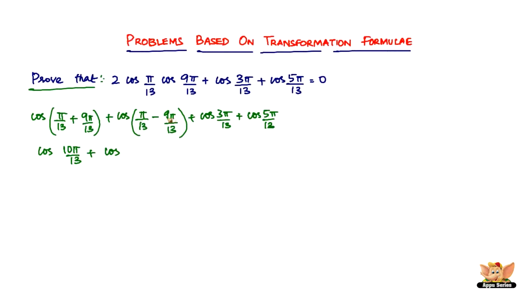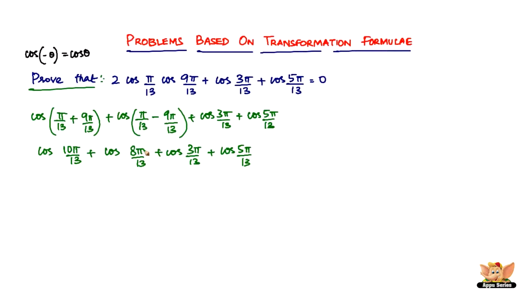But pi minus 9 pi is minus 8 pi. But you know that cosine of a negative theta is cosine theta itself. So you can just write 8 pi by 13. Let me write a side note here: cos of minus theta equals cos theta. And here we have cos 3 pi by 13 plus cos of 5 pi by 13.